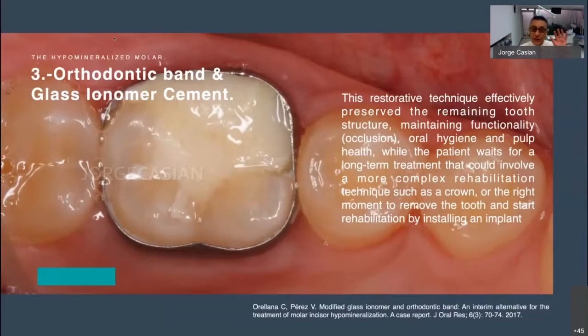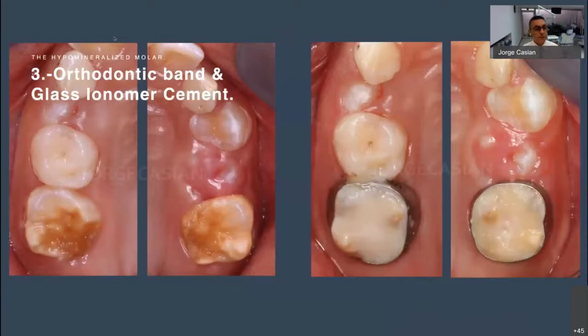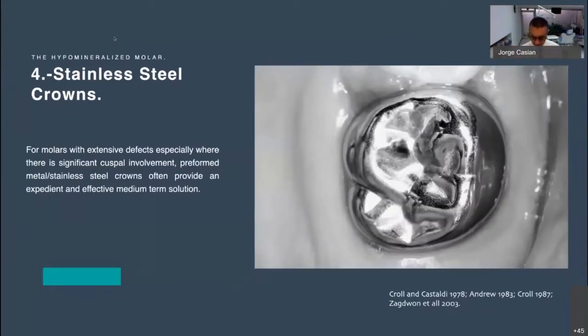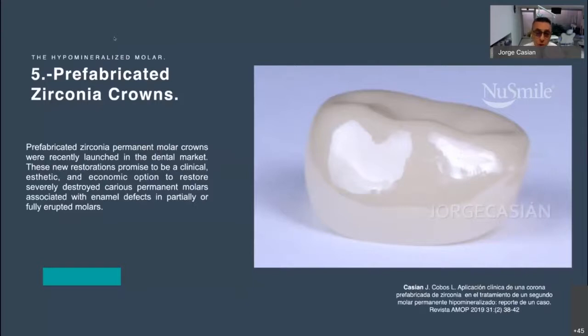Number 3, with the combination of an orthodontic band filled up with glass ionomer cement. This is a good option and it should be considered as temporary restoration. Number 4, with stainless steel crowns, with pre-made stainless steel crowns, for those cases that needed full coverage. And currently, we have a new option, and I will focus the last part of this presentation on it.